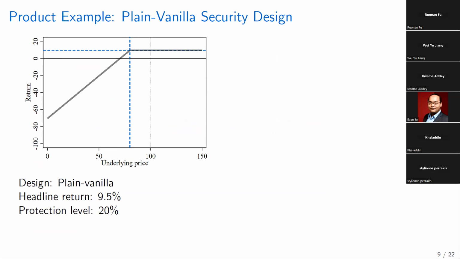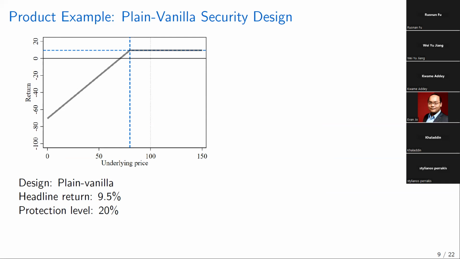So when you think about the choice of the investor, the decision the investor is making, the investor faces a menu of securities. I will now continue with the example security I showed you early on during my talk. I call this security design plain vanilla because it's equivalent to a short position in a plain vanilla put option. And for this particular security, this plain vanilla design at the time of issuance offered a headline return of almost 10% and a protection level of 20%.